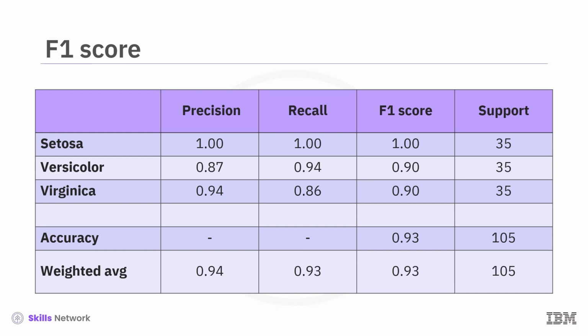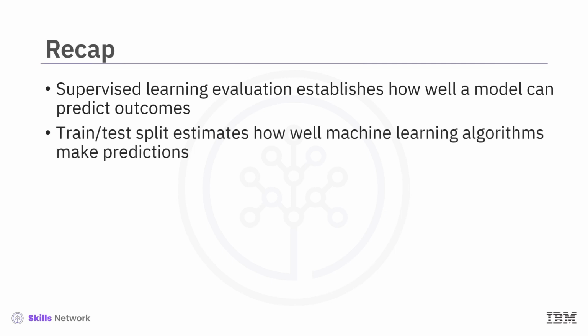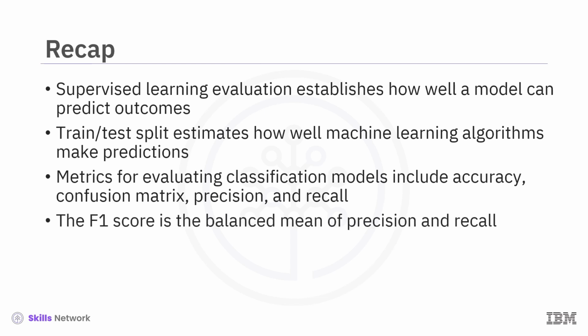In this video, you learn that supervised learning evaluation establishes how well a machine learning model can predict the outcome for unseen data. The train test split technique is used to estimate the prediction performance of machine learning algorithms for unseen data. Common metrics for evaluating classification models include accuracy, confusion matrix, precision, and recall. The F1 score is the harmonic or balanced mean of precision and recall.